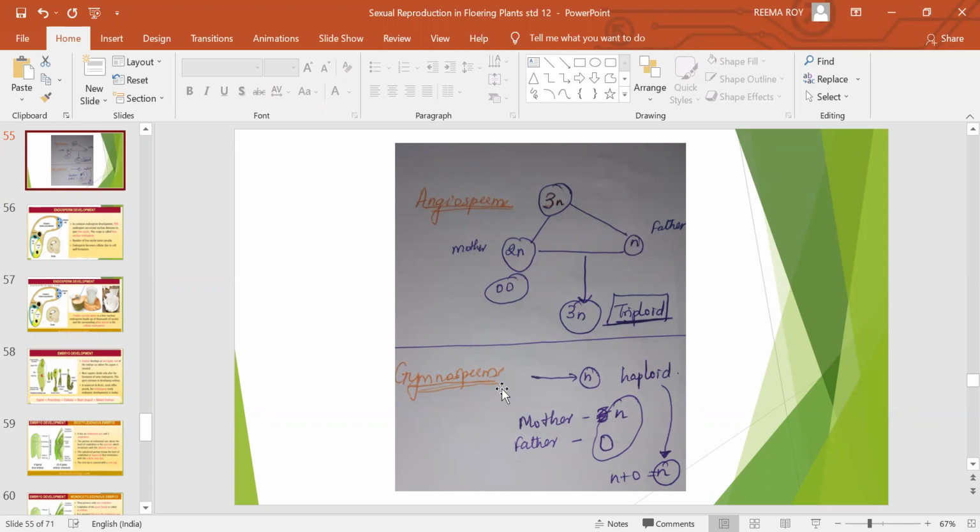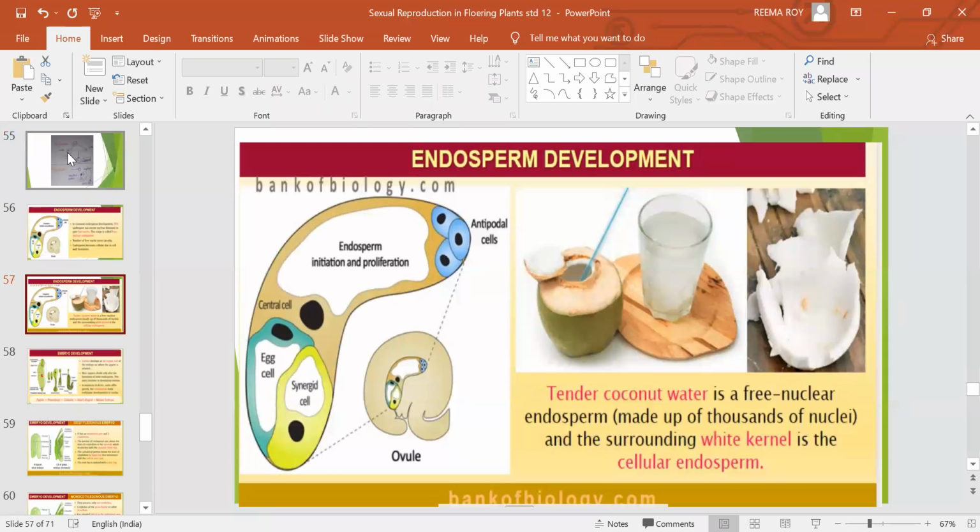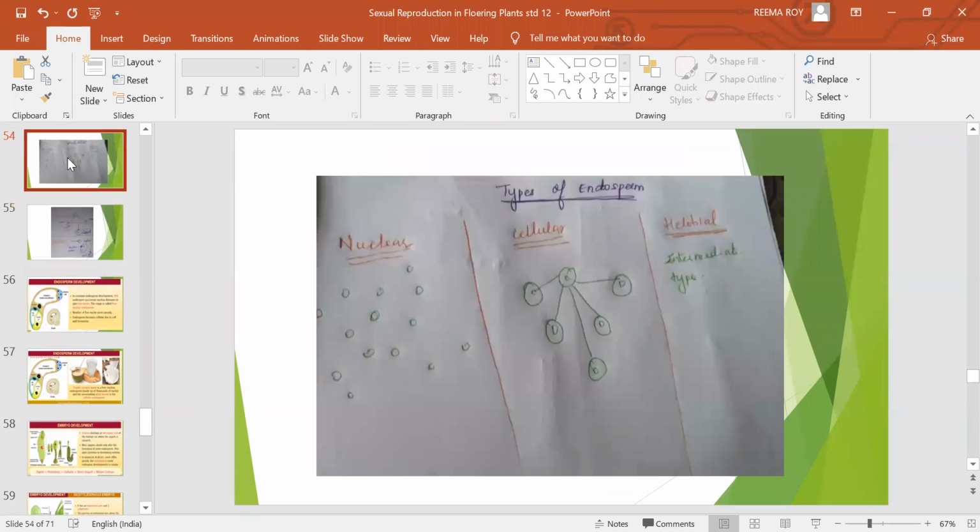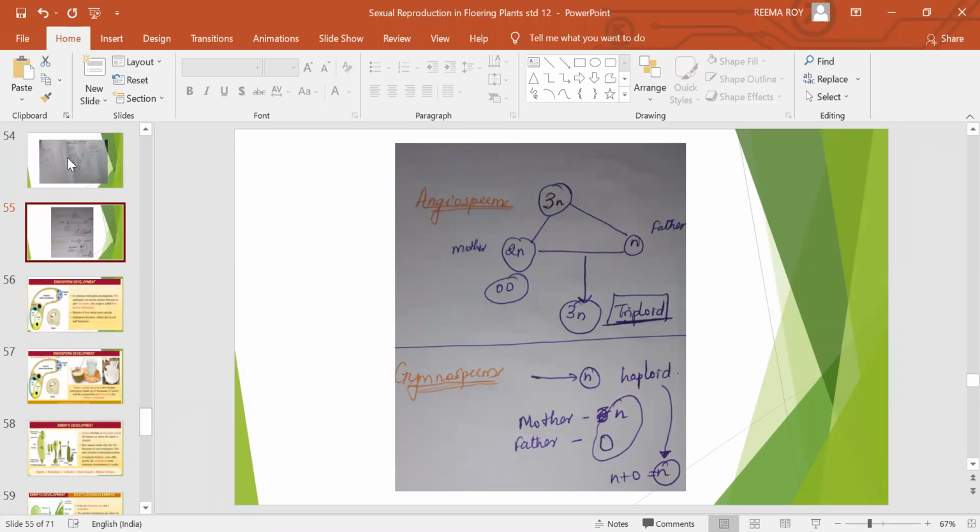Gymnosperms such as spinous, cycas, which we have studied in 11th standard. Remember the first or second chapter, botany में. So it is always haploid, N है. Only single N it has, and it is from mother. Mother gives, mother हमेशा carrying रहता है, and father gives 0. So N plus 0 becomes N, haploid. Gymnosperm में N है, haploid है. Angiosperms में 3N है, that is triploid. This was just a pictorial representation, that's it. I guess I pasted in the wrong slide. It should be mentioned prior to this slide.